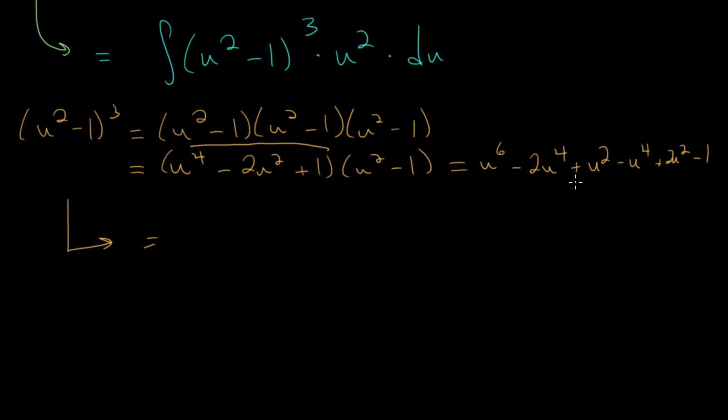So this will be equal to u to the sixth, and then we've got 2 terms with u to the fourth, so we have minus 3u to the fourth. Then we've got 2 terms with u squared, so plus 3u squared, and then we have minus 1 at the end. Though, like I mentioned, if you want, you could just use the binomial theorem. And we're going to multiply all of this by u squared.